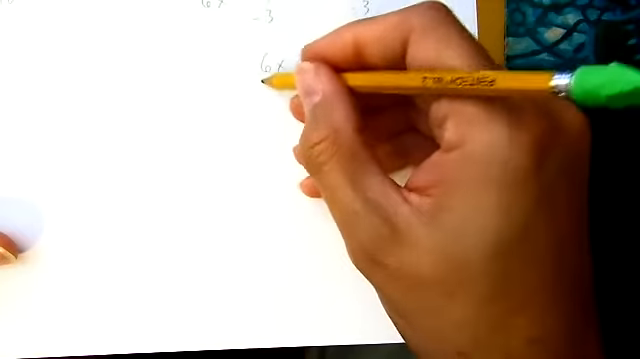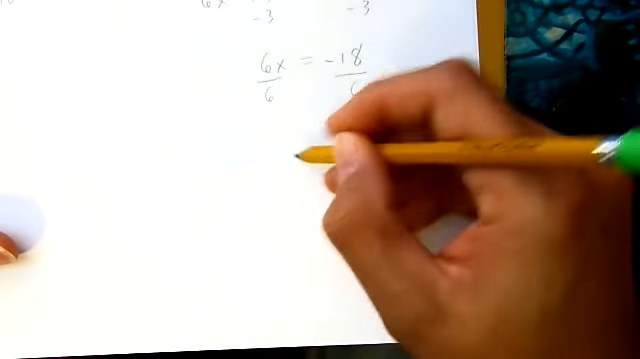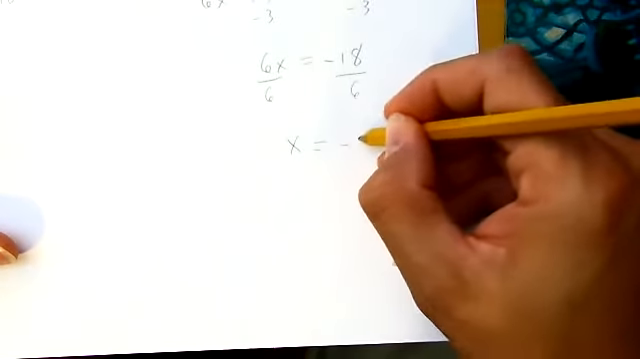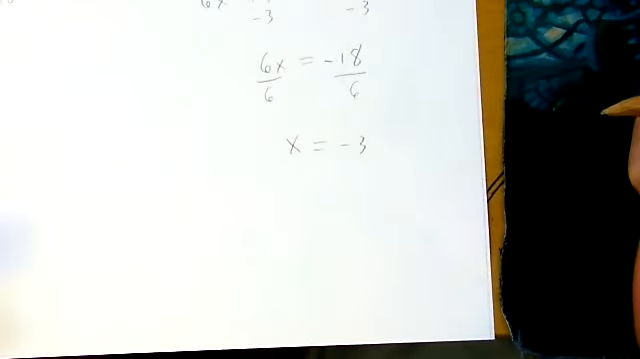And the last step is to get rid of the 6. So your answer is negative 3.